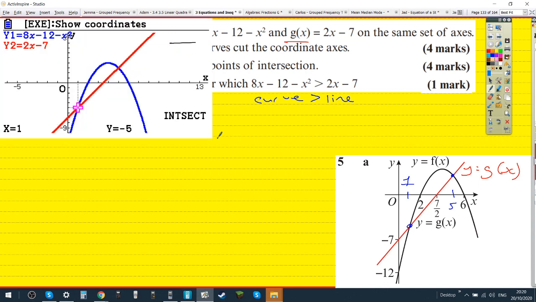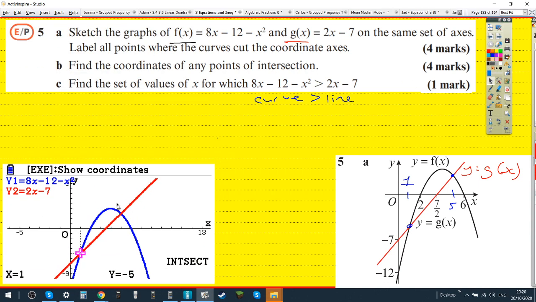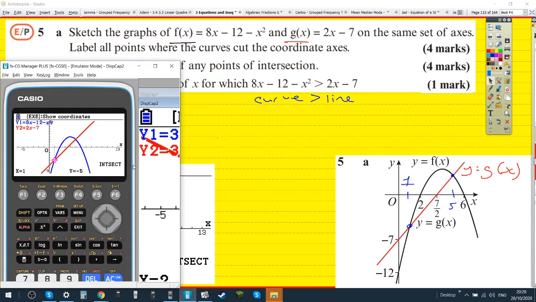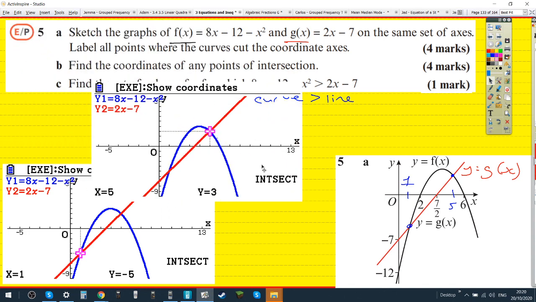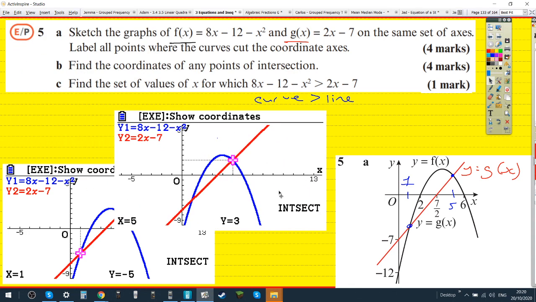Would it be x is greater than or lesser than? You tell me. Where is the curve higher up than the line? Well, 1, isn't it? That's when it's greater. X is 1 when it's greater, right? Well, they're exactly the same when x is 1. That's where they cross over.